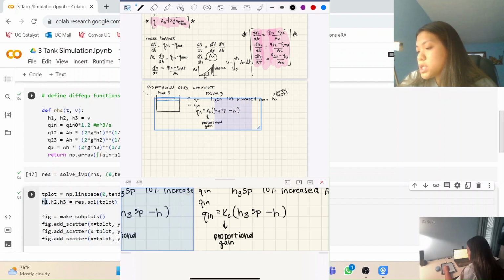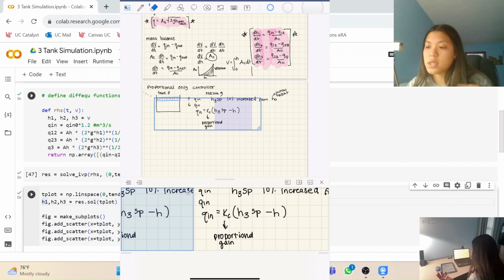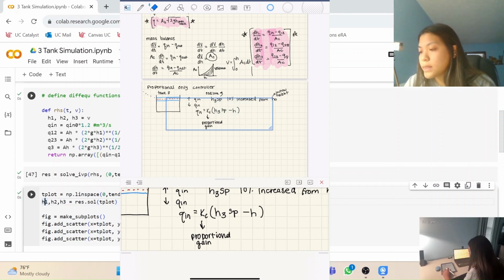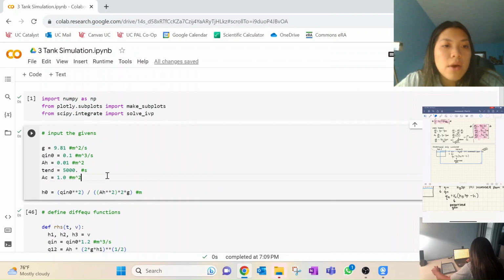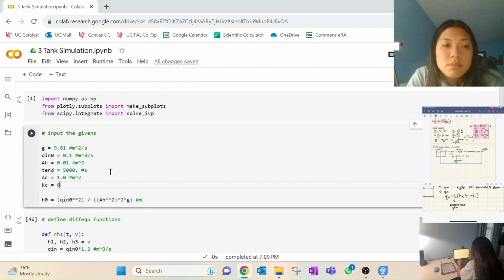So this is just some constant to let the system know how much the flow needs to increase by based on the difference between the height in the third tank and the height of the actual fluid. And another important thing is, actually, let's just code this first. So we now have Kc, which we'll just start with some smaller number just so that it doesn't mess with the system too much.